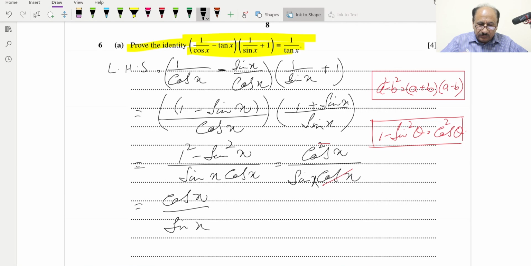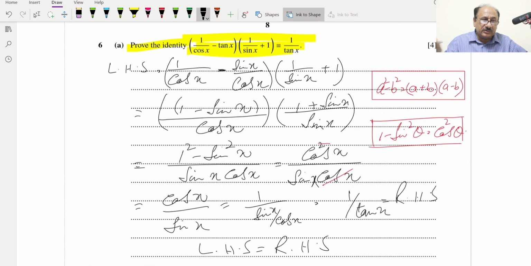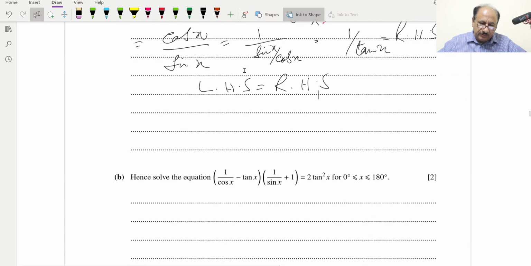Now we can rewrite it as 1 over sine x over cos x, which is equal to 1 over tan x, which is equal to the right hand side. So we can write left hand side is equal to right hand side, which is proved. Hopefully you understood this part.